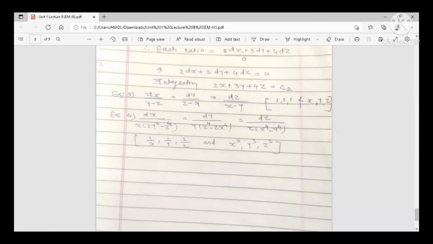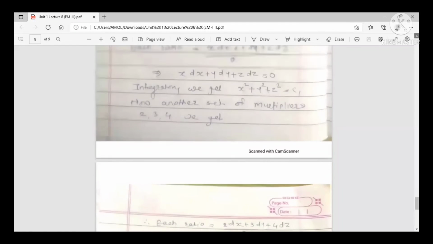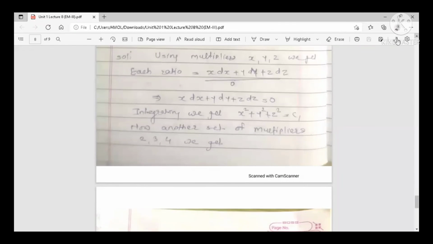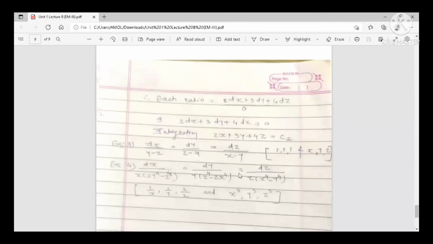So here also in this example, we have two sets of multipliers, and so we have two sets of solutions. The first set of solution is x square plus y square plus z square is equal to c1, and the second set of solution is 2x plus 3y plus 4z is equal to c2. Okay. Now these are the examples we take as homework and try to solve. dx upon y minus z is equal to dy upon z minus x is equal to dz upon x minus y. The hint is that the multipliers are 1, 1, 1 and x, y, z. Using these multipliers, we will get two sets of solutions.